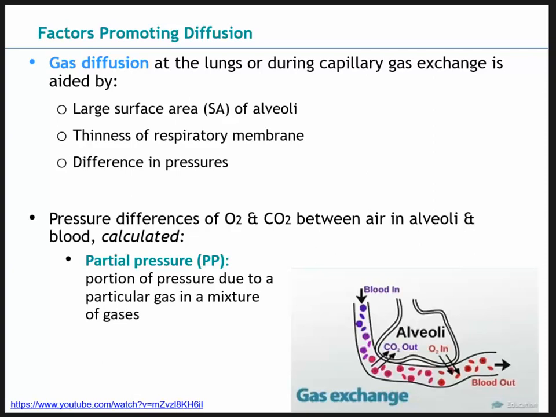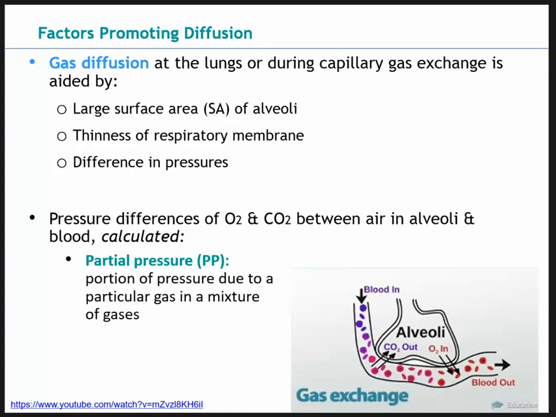But even with these 3 aids, there needs to be a driving force moving oxygen from the air in the alveoli into the blood, or CO2 from the blood into the alveolar air. That driving force is the difference in pressure of the oxygen and the CO2 between the air in the alveoli and blood. So gas diffuses from an area of high pressure to an area of low pressure. We already see that in this picture. CO2 moves out of the blood into the alveoli, and oxygen moves out of the alveoli into the bloodstream.